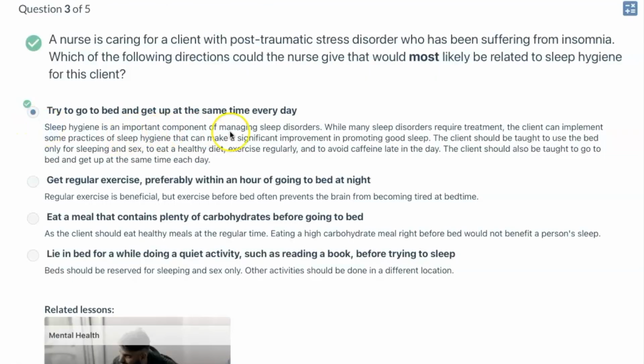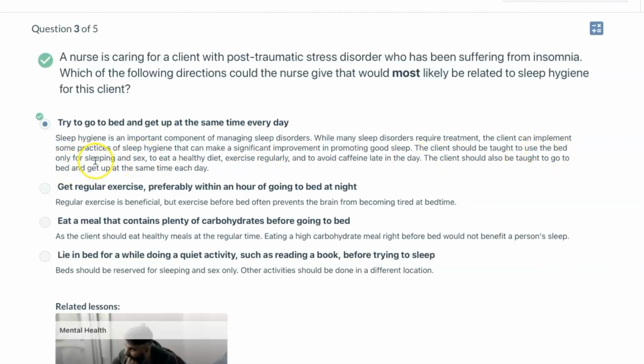Sleep hygiene is an important component of managing sleep disorders. The client should be taught to use the bed only for sleeping and sex, to eat a healthy diet, exercise regularly, but not at bedtime, and to avoid caffeine late in the day. The client should also be taught to go to bed and get up at the same time each day.